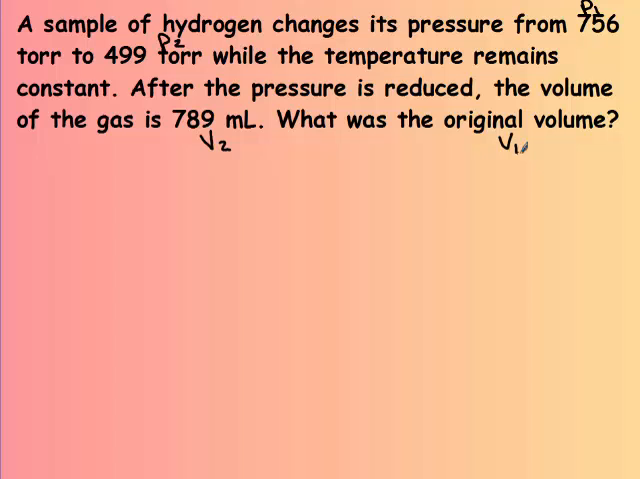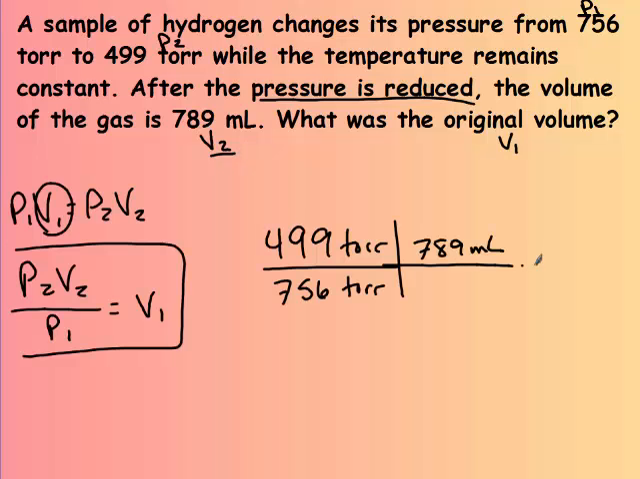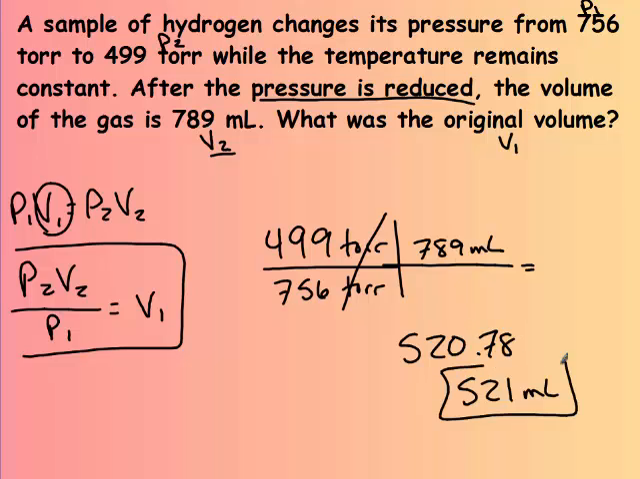So when you were labeling it, you should have gotten P1, P2. This is V2 because it says that when the pressure was reduced, so the smaller pressure is 499, so this has to be V2. And I'm looking for the original volume. So plugging my values in. Notice in this case, my torr cancel out and I'm going to be left with milliliters. I want 3 significant figures, so I get that as my answer.